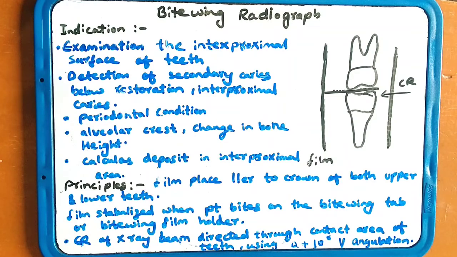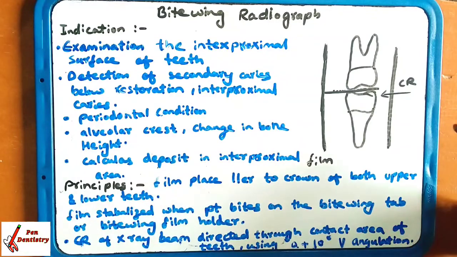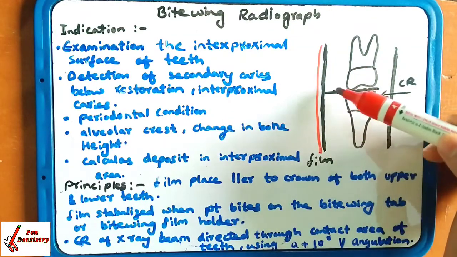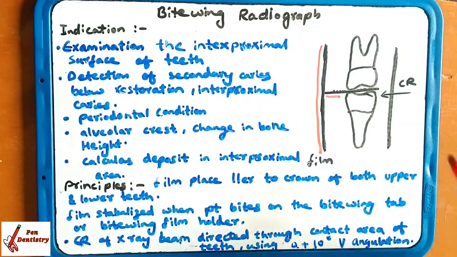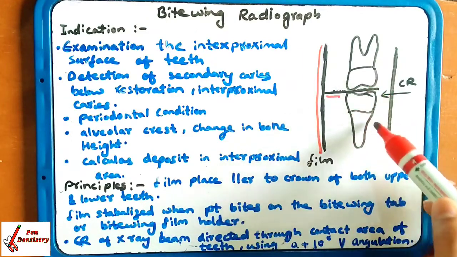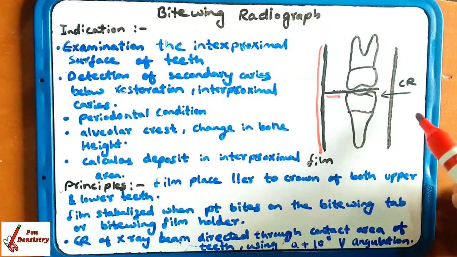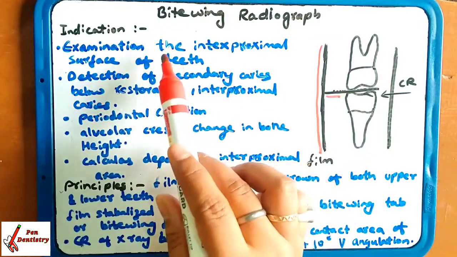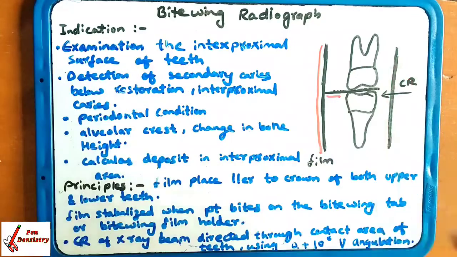Bite wing radiograph. Today we are going with bite wing radiograph. Indication: why we use bite wing radiograph, what it is, how it is used. This is the film. This is the wing, which is placed between the occlusion of the teeth. It is used for examination of the interproximal surface of the tooth.